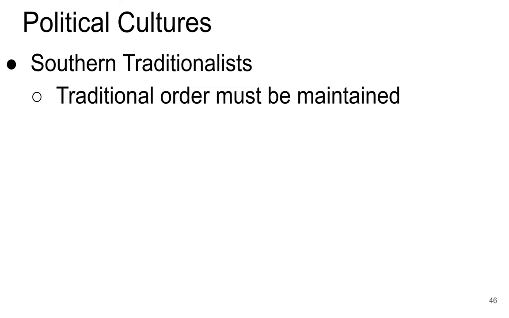Southern traditionalists can be summarized as saying traditional order must be maintained. And it occurred to me today how much of this really goes back to slavery. Like, the whole culture was terrified, with good reason, of the Black people that they had been brutalizing rising up and slaughtering them. And it really seems like we're still there. Everything that the South was about, tradition, that tradition was enslaving Black people and dominating them in every possible way.